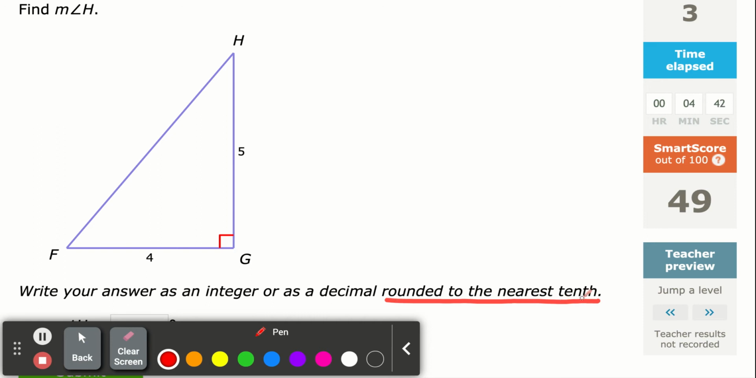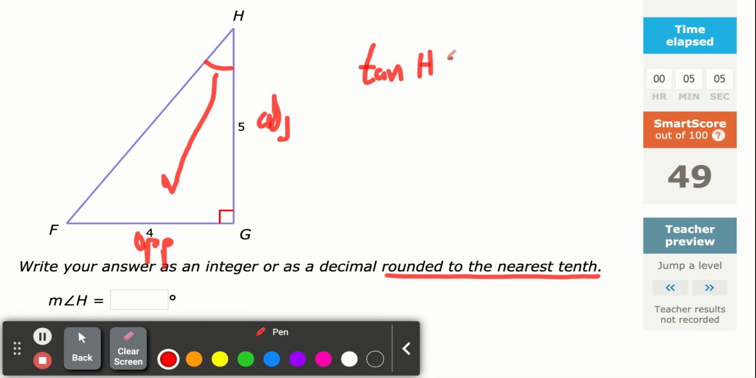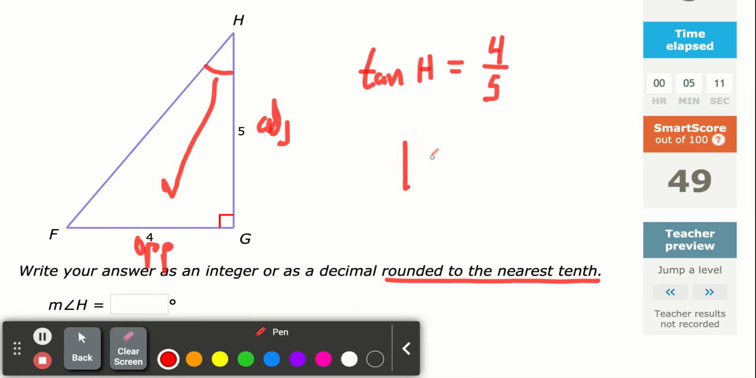So because it says round to the nearest tenth, first thing I do, I'm going to find out which angle I'm looking for, angle H. That's this angle up here. How does the side that they give us, this side across here, that would be the opposite. This side would be the adjacent. So the tangent of whatever angle measure H is going to equal the ratio of 4 over 5, opposite over adjacent.